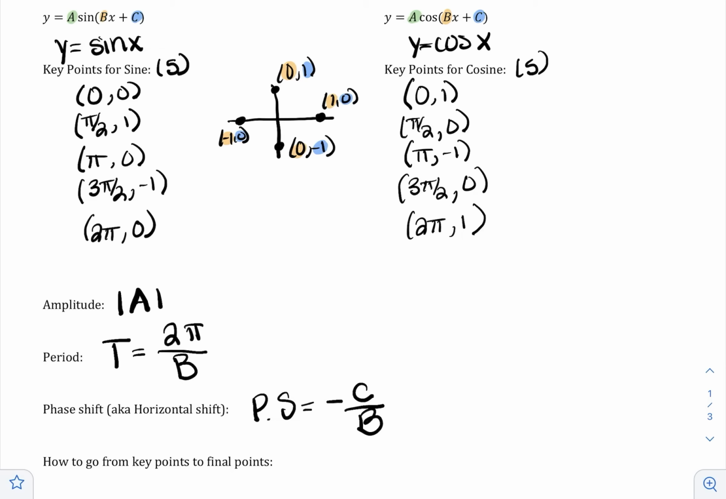And if c is negative, in the formula you grab the positive. So you grab the opposite sign. So that's what the negative in the front does. And then you divide it by b. So again, we're going to see all of this in a few examples.